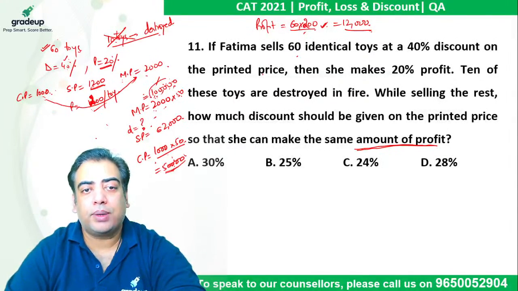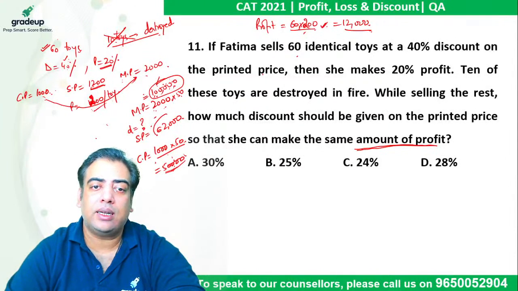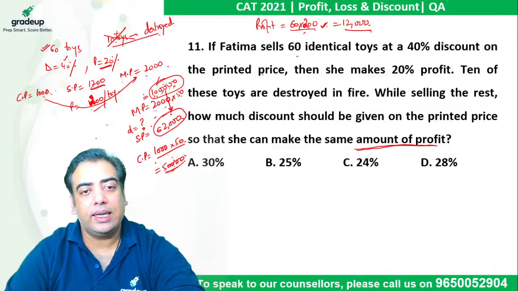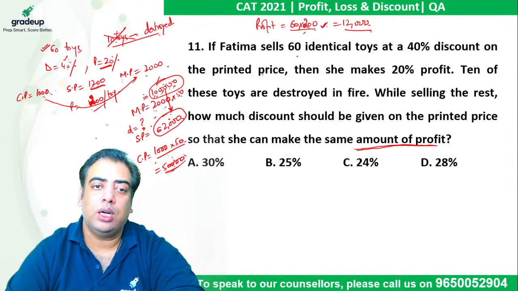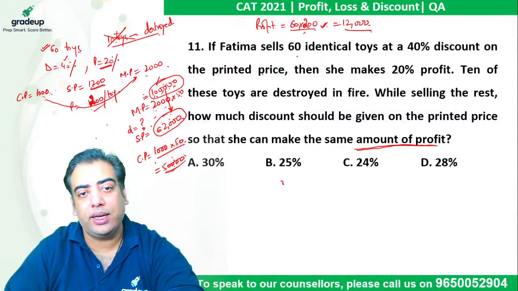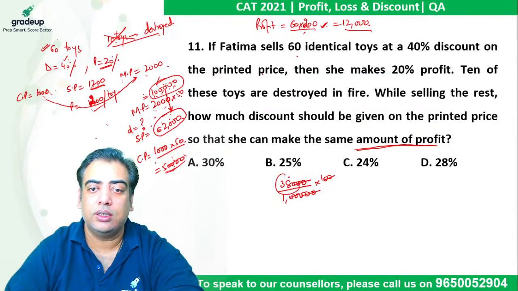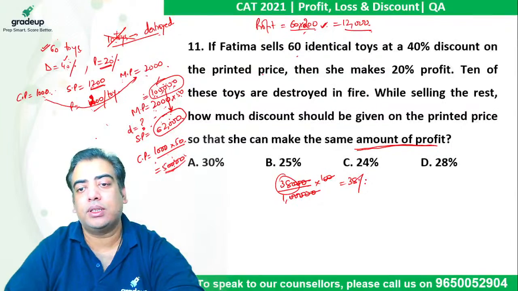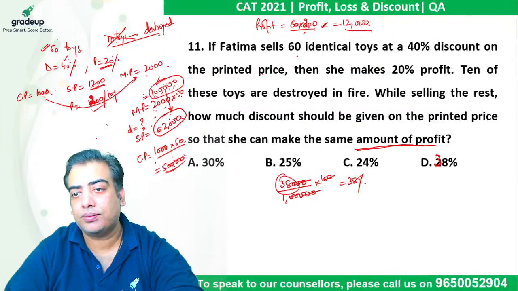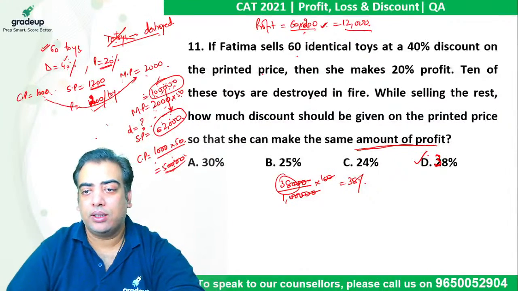So the total mark price of articles is 1 lakh and the selling price is now 62,000. So what should be the discount percent offered? The discount offered in this case will be the difference of these two upon the mark price into 100. So the difference of these two comes out to be 38,000 upon 1 lakh into 100. So these three zeros got cancelled out here, two zeros got cancelled out here. So the answer comes out to be 38%. So the right answer option will be D.